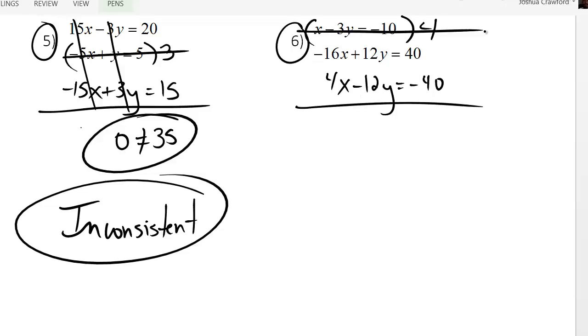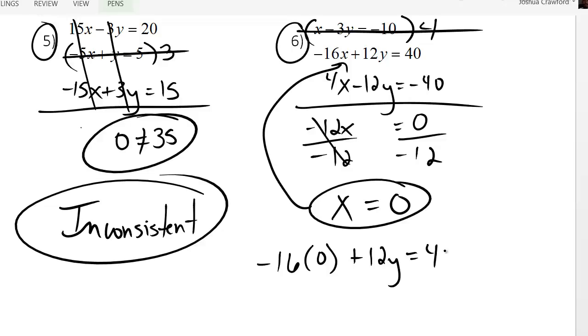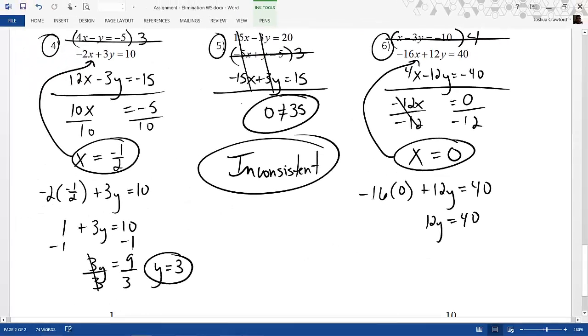Now we're going to add down. Negative 16x plus 4x is negative 12x. 12 minus 12 cancels. And then 40 minus 40 cancels. So we have negative 12x equals 0. To solve for x, we need to divide by negative 12. And we'll get x equals 0. Then plug that x back into your equation and solve for y. So negative 16 times x, which is 0, plus 12y equals 40. 16 times 0 cancels, so we have 12y equals 40. Then to get y by itself, we divide by 12.